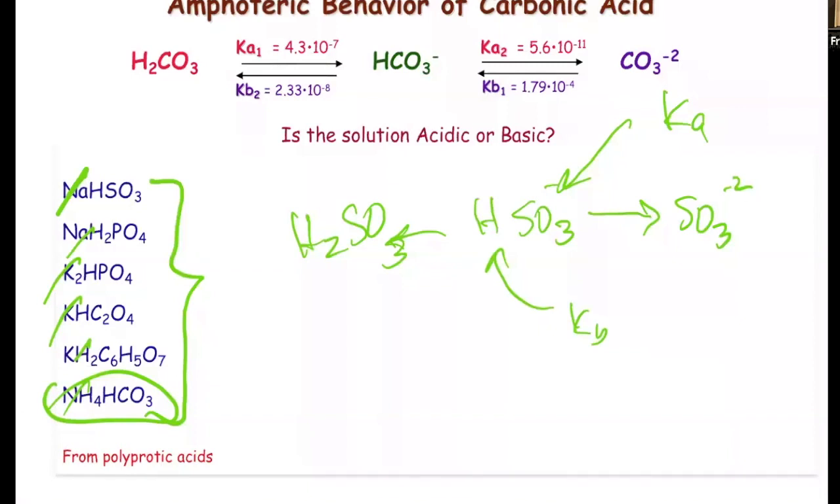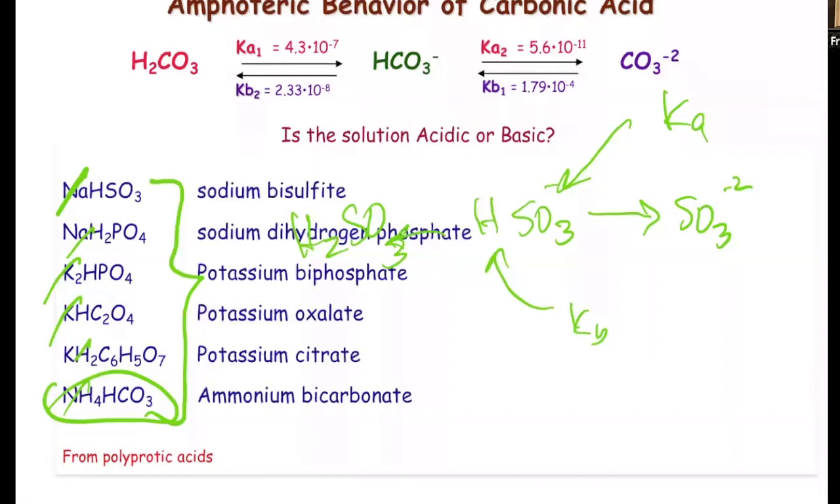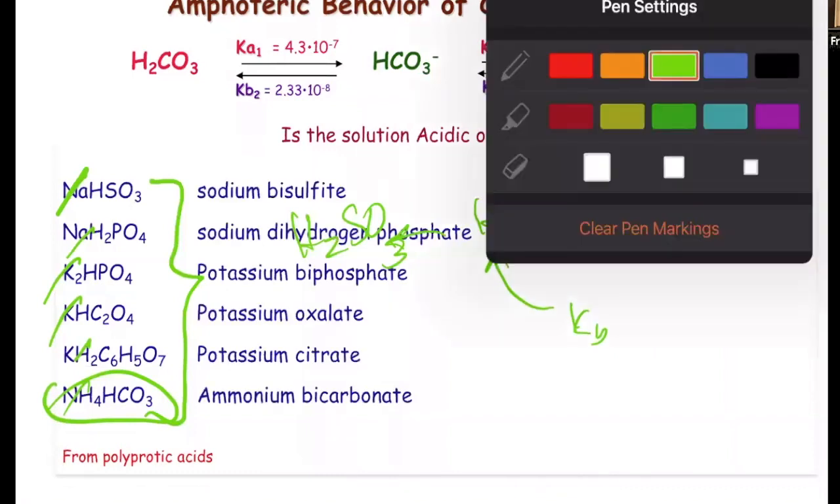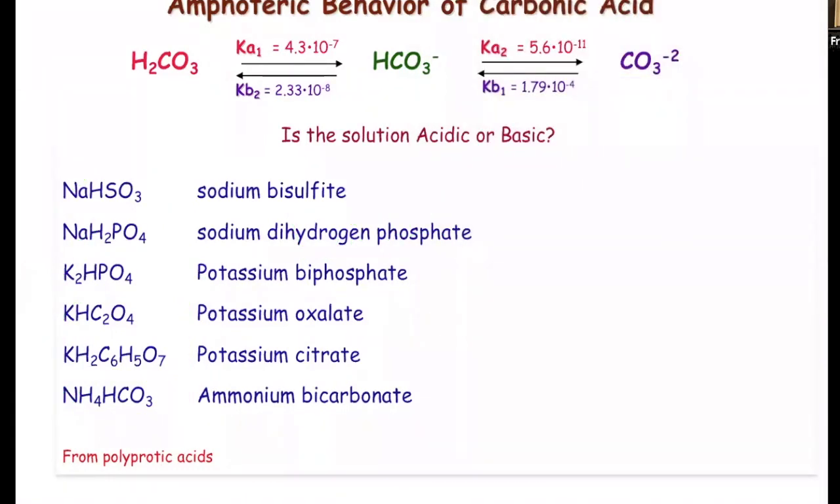The one that is a bigger number is also the one that's going to be more efficient. It's going to be the reaction that is the dominant reaction. And then it's the reaction that will lead to the answer: is it acidic or basic? Okay, so that's what I wanted to cover in terms of amphoteric. Now this right here is a special problem.